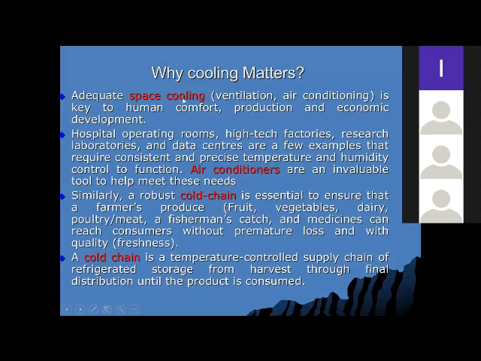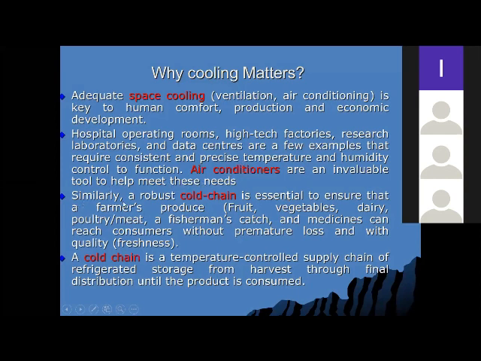Adequate space cooling, air conditioning is key to human comfort, production and economic development. We need that. Then the operating theaters, high-tech factories, research laboratories, data centers, to name a few examples, need consistent and precise temperature and humidity control to function. Now even the vaccines also like that. Air conditioners are an invaluable tool to help meet these needs.